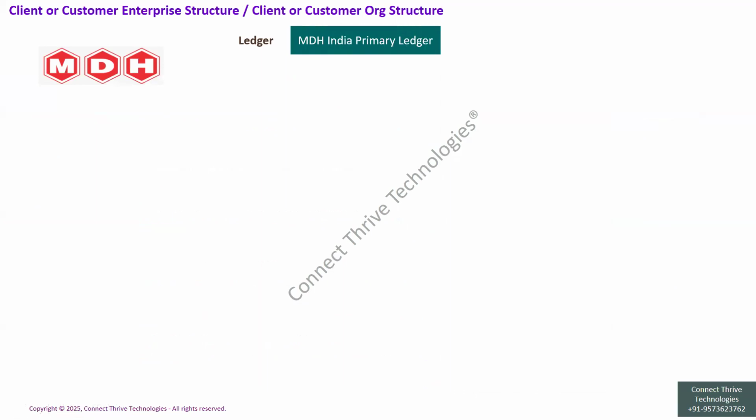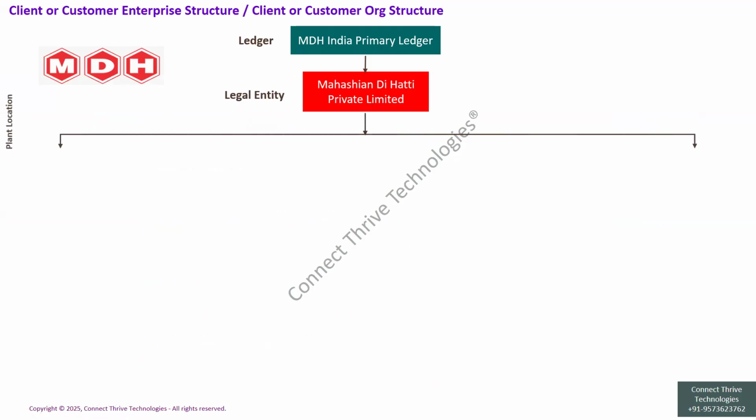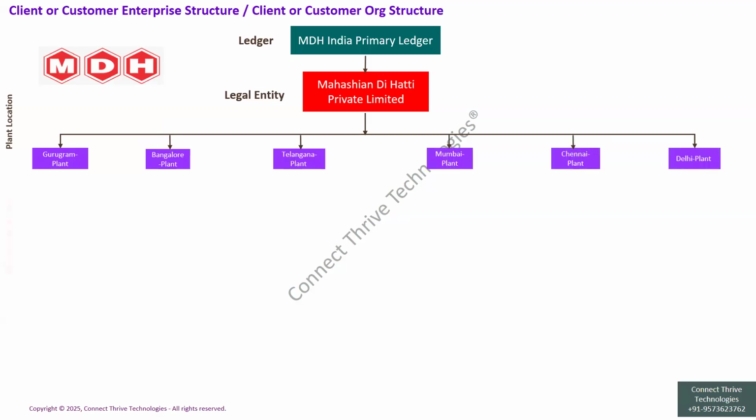MDH's main head office is in India. So here we will create an MDH India primary ledger. It's one unified primary ledger. Under it they have one legal entity, called Mahashiyan Di Hatti Private Limited. This is the LE name. Under that, within India, they have plants: Gurgaon, they have one manufacturing plant. Bangalore, one manufacturing plant. Telangana, one manufacturing plant. Mumbai, one manufacturing plant. Chennai, one manufacturing plant. Delhi, a manufacturing plant.